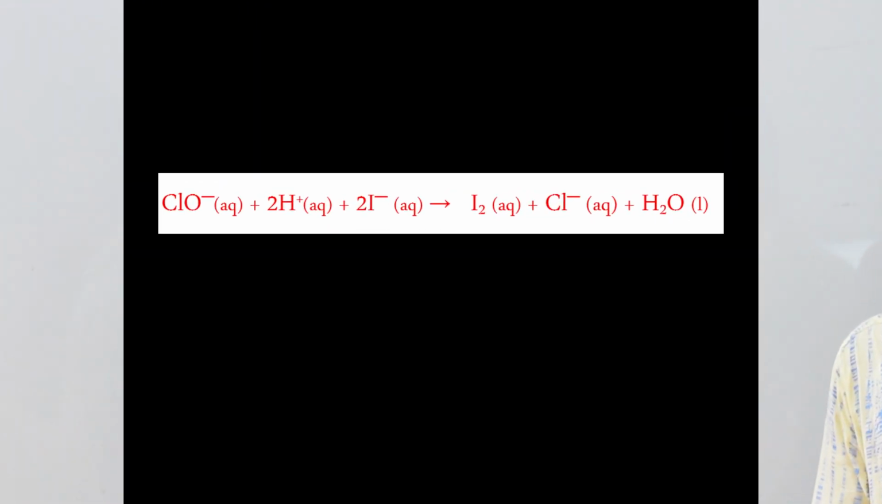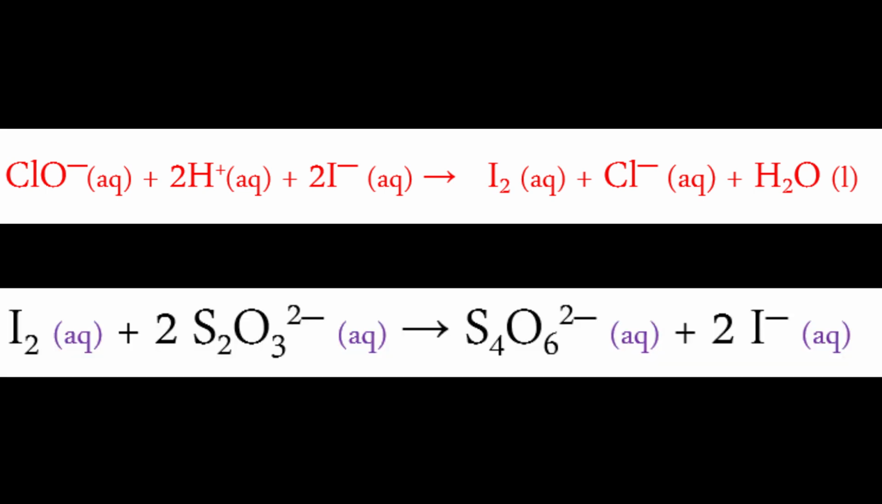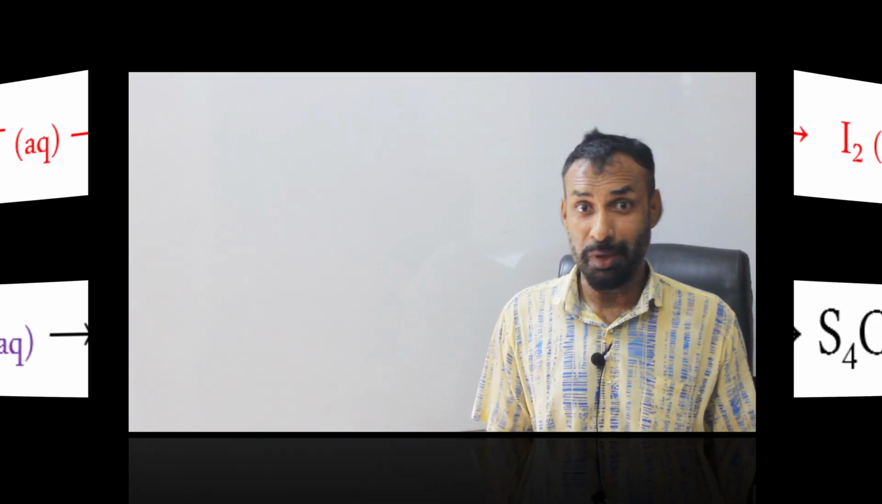If you look at the sequence, you add potassium iodide, which is iodide ion. Iodide ion reacts with the oxidizing agent chlorate to form iodine, and then iodine reacts with the thiosulfate, and the iodine is again reverted into iodide. So you're starting with iodide, which forms iodine and again forms iodide. So we call this reaction a back titration, because iodide is back.